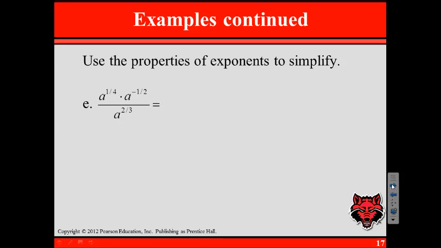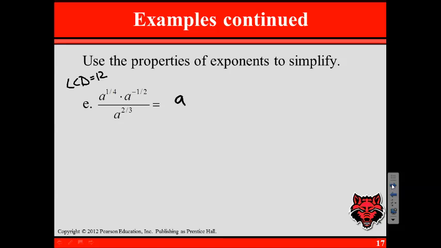Let's try another example. Again, we want to use the properties of exponents to simplify. So we have a to the 1/4 times a to the negative 1/2 all over a to the 2/3. One thing we can do right away is just get a common denominator with each fractional exponent. We have denominators of 2, 3, and 4, and so we would find that the LCD is 12. So we multiply each fraction accordingly to change the denominators to 12.